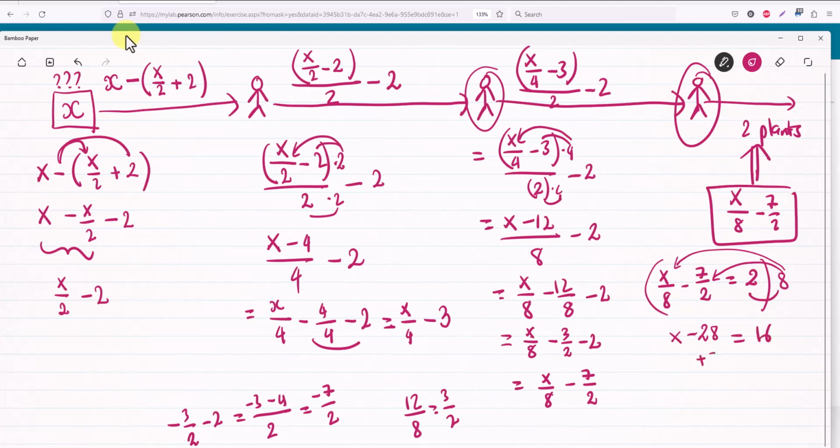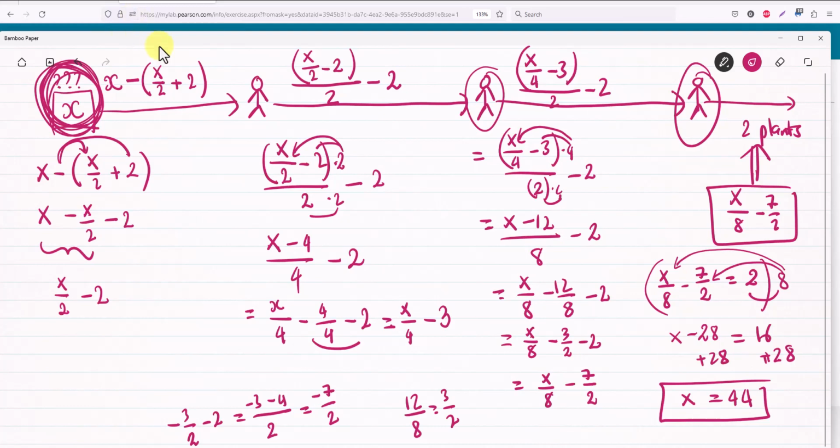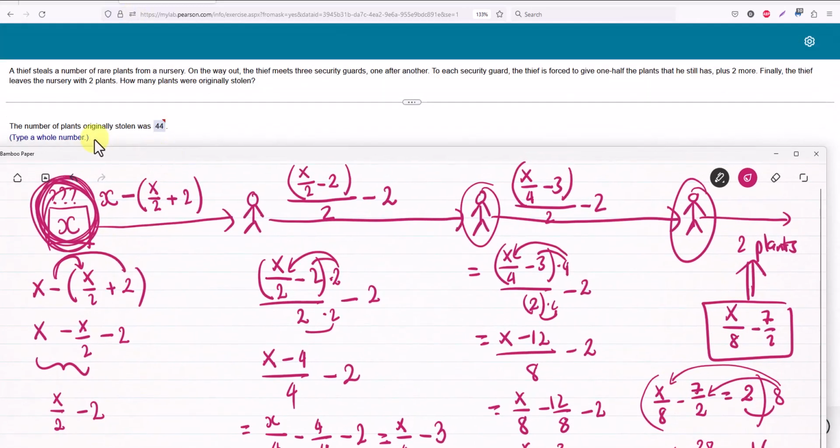And then I'm going to add 28 to both sides. And 16 plus 28 is 44. So x equals 44. And that is the original amount that we are looking for, the x value. So he stole 44 plants originally. And that is the value right here. The number of plants originally stolen was 44 plants.